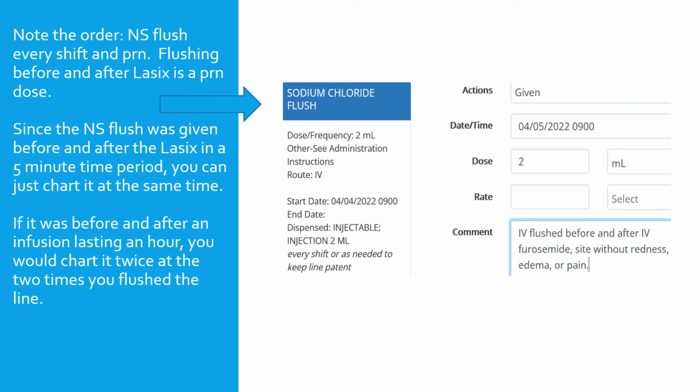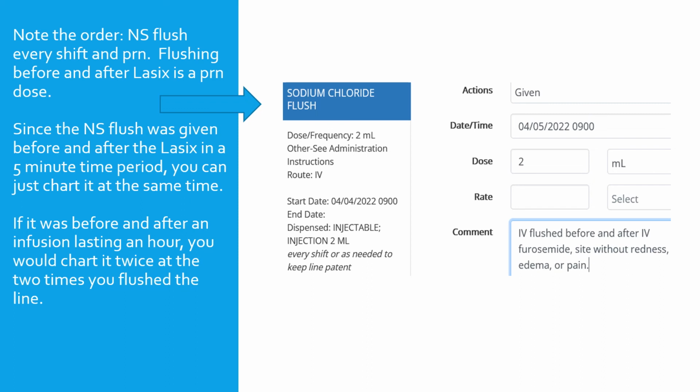So let's go to our slide. Note that the order for the normal saline flush is written with administration instructions. So you go down to the bottom and it says every shift or as needed to keep the line patent. Flushing before and after this Lasix dose that we saw on the previous slide would make it the PRN dose.